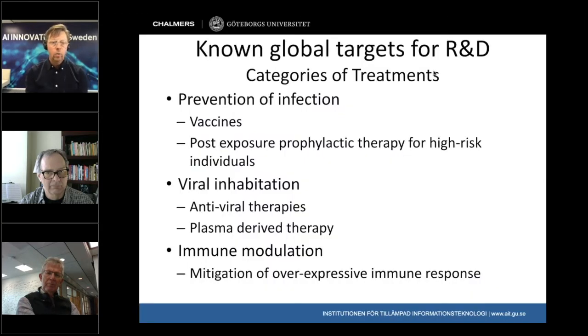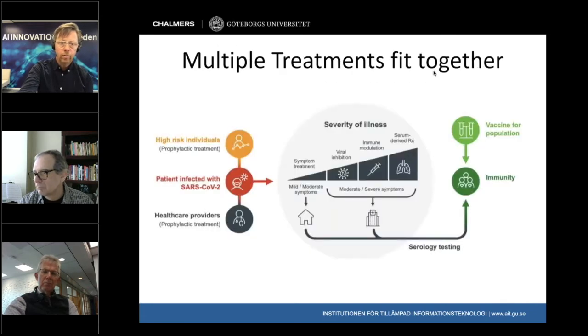Just to take you into one of the domains, as in this case the R&D, there are a set of obvious high-level categories of treatments that is going on. Obviously, there's prevention of the infection, which means the high speed as we have now to develop new vaccines, or post-exposure prophylactic therapy for high-risk individuals. We have the viral inhibition with antiviral therapies or plasma-derived therapies, or we have immune modulation. This is the ongoing processes.